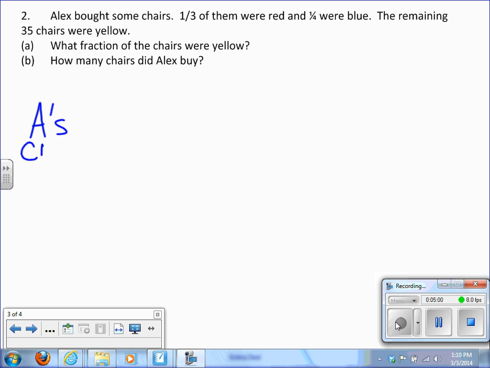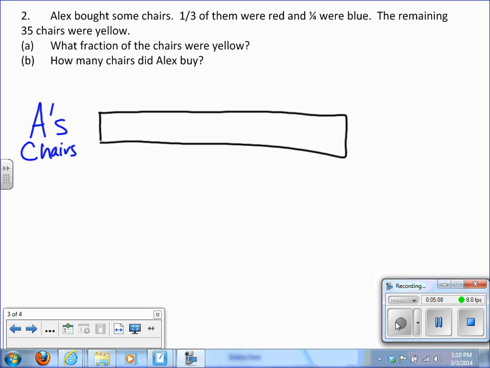Alex's chairs. So, we have all of his chairs here. Okay, what do we know about all of Alex's chairs? Give me something, a piece of information. Christopher.